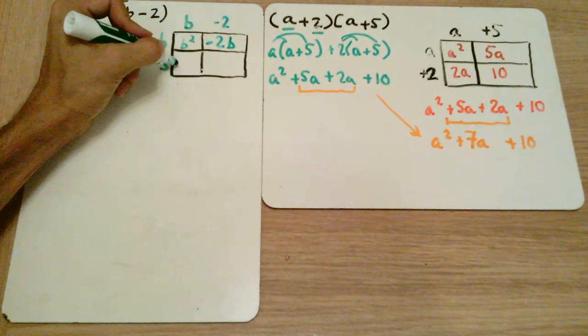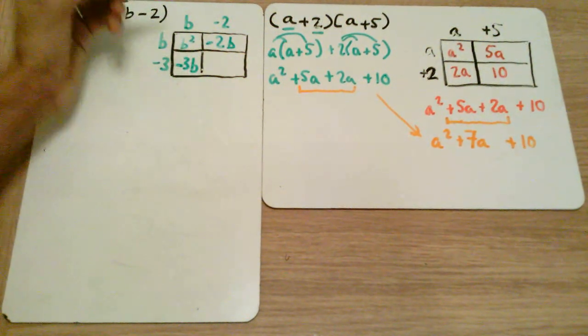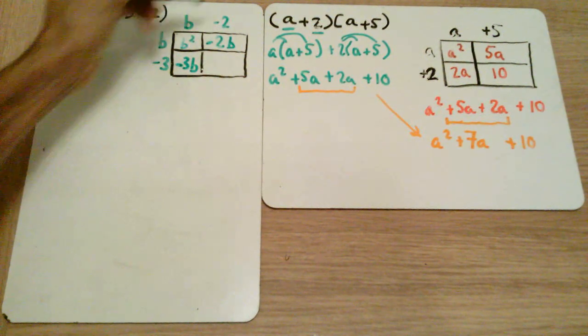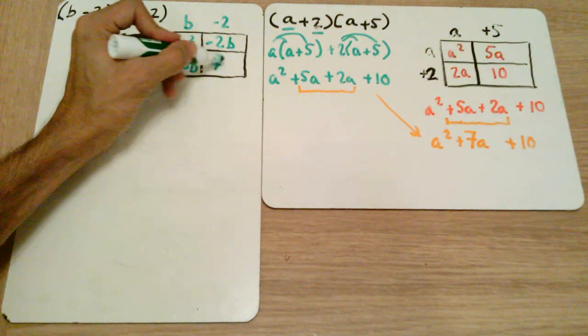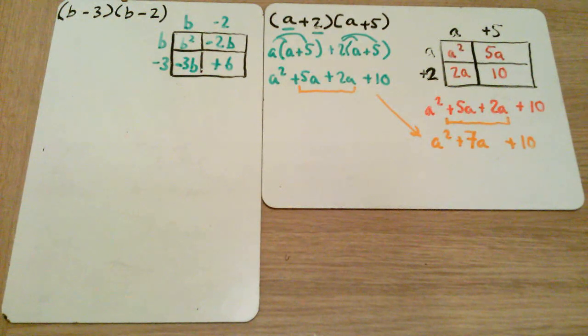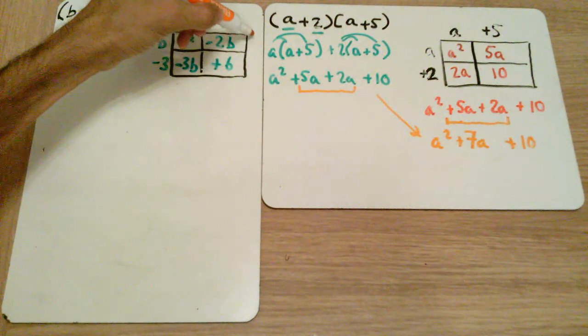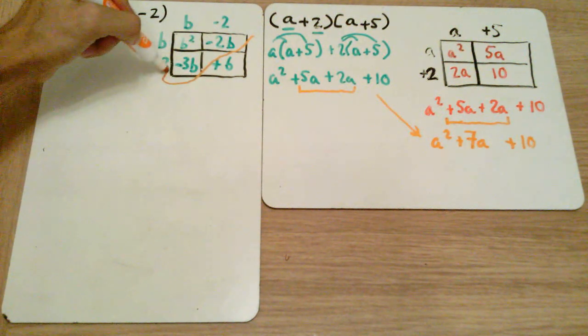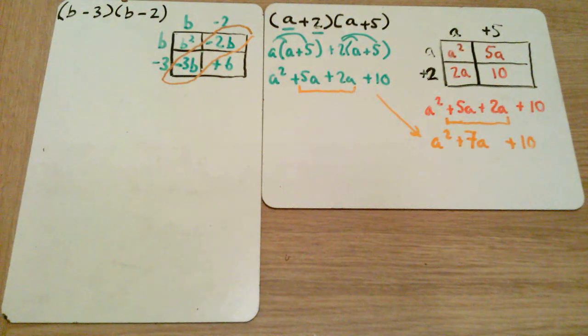Minus 3 times b is minus 3b. And then minus 2 times minus 3 gives us a positive 6, or a plus 6. And again, collecting the like terms in this case is going to be these two values over here. So that's using the grid method.